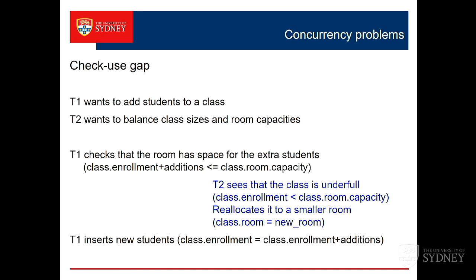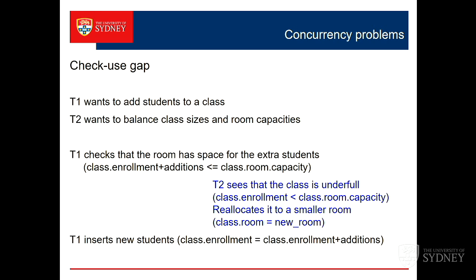They're the 2 goals. T1 comes along and says, have I got space in the room for the extra students? Yeah, plenty of room in that one. The current enrolment for the class plus the additional student number is less than or equal to the room capacity. We're cool, we're going to be able to add the students. Then T1 mysteriously pauses. T2 comes along, looks at exactly the same piece of data and says, the class is under full, the enrolment is less than the room capacity, so I can move it to a smaller room.